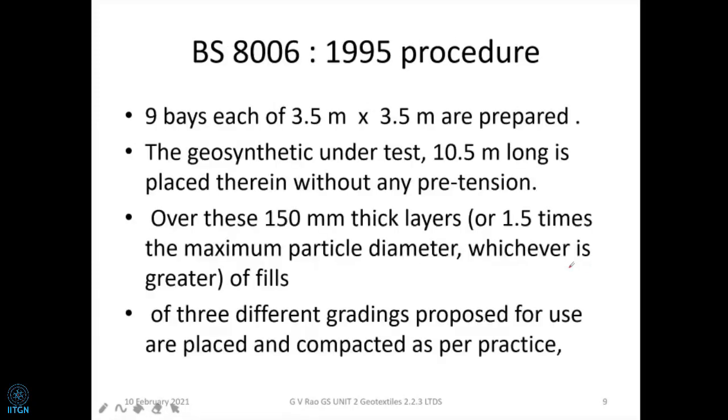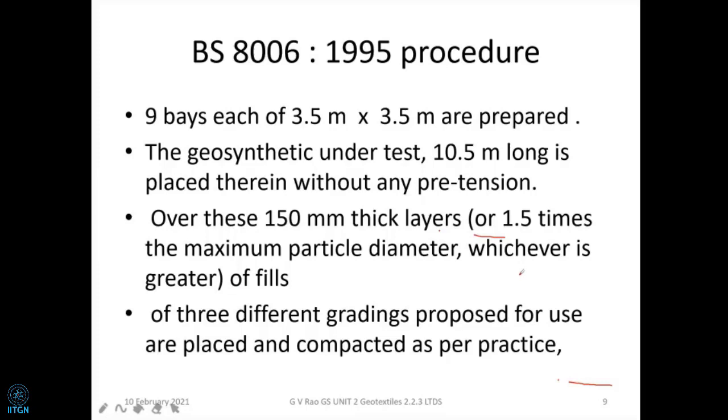There is another way of trying to do. This is ASTM procedure. The British code, in the same code actually, mentions a slightly different one. In this case, 9 bays each of 3.5 meters by 3.5 meters are prepared. 9 bays are prepared, and so the geosynthetic test, which is in one direction 10.5 meters long, is placed without any pretension. Okay, over these now we place 150 millimeter thick layers, or 1.5 times the maximum particle diameter, whichever is greater.